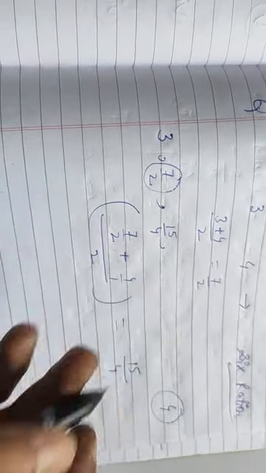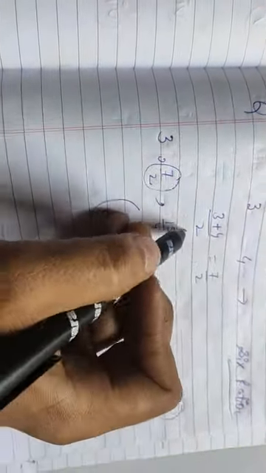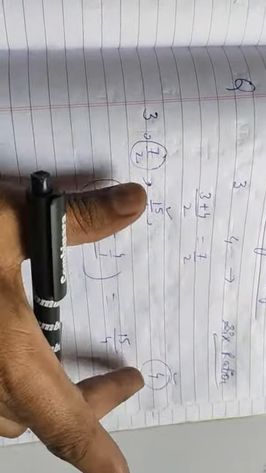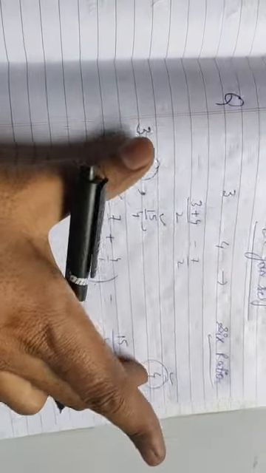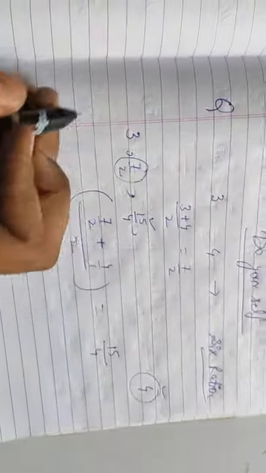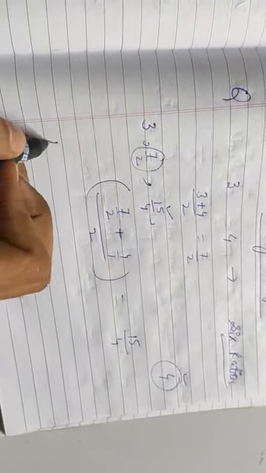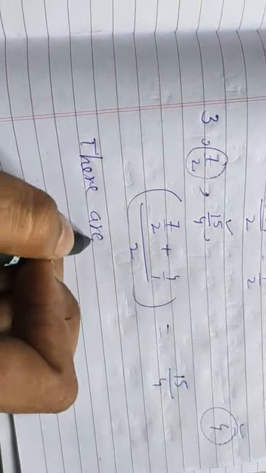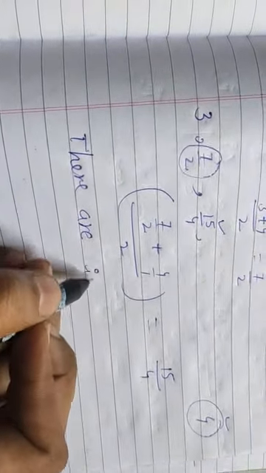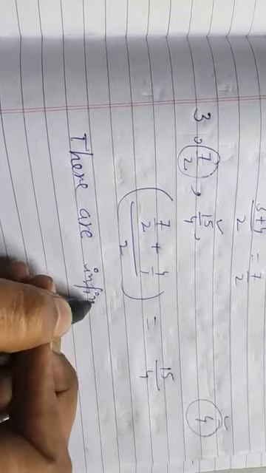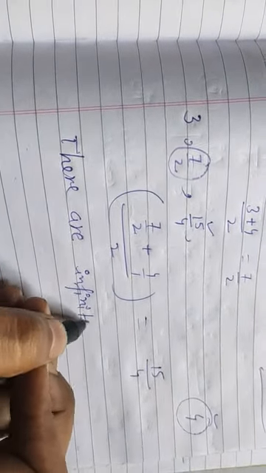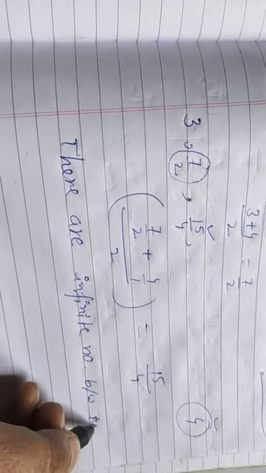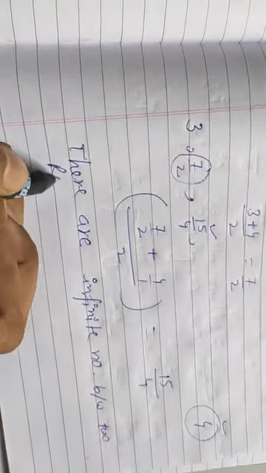To find another number between 3 and 4, take this as your first number, this as your second number, and you can find infinite numbers between 3 and 4 by this procedure. So we conclude from here that there are infinite numbers between two rational numbers.